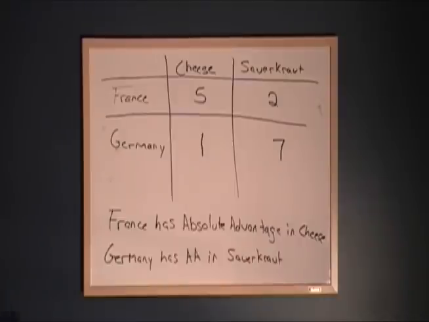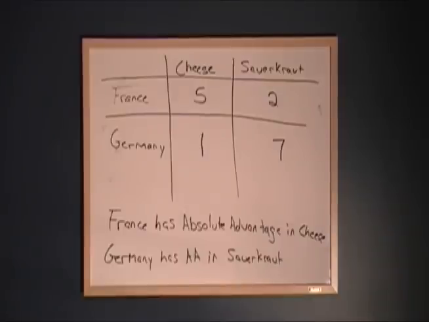Now with absolute advantage, what we can do is show that if each country specializes in the good that they are better at producing, they can both be better off than if they were producing by themselves. Let's assume that France and Germany don't know that each other exists. They are working in a vacuum by themselves.